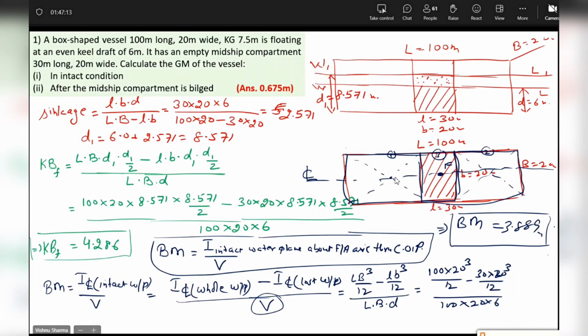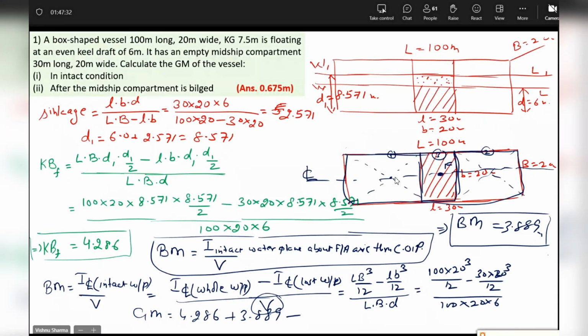889 meters, okay. Now we are good to get the GM. GM will be equal to KB. KB we got was 4.286. BM is 3.889. How much will be the KG under the lost buoyancy method, guys?